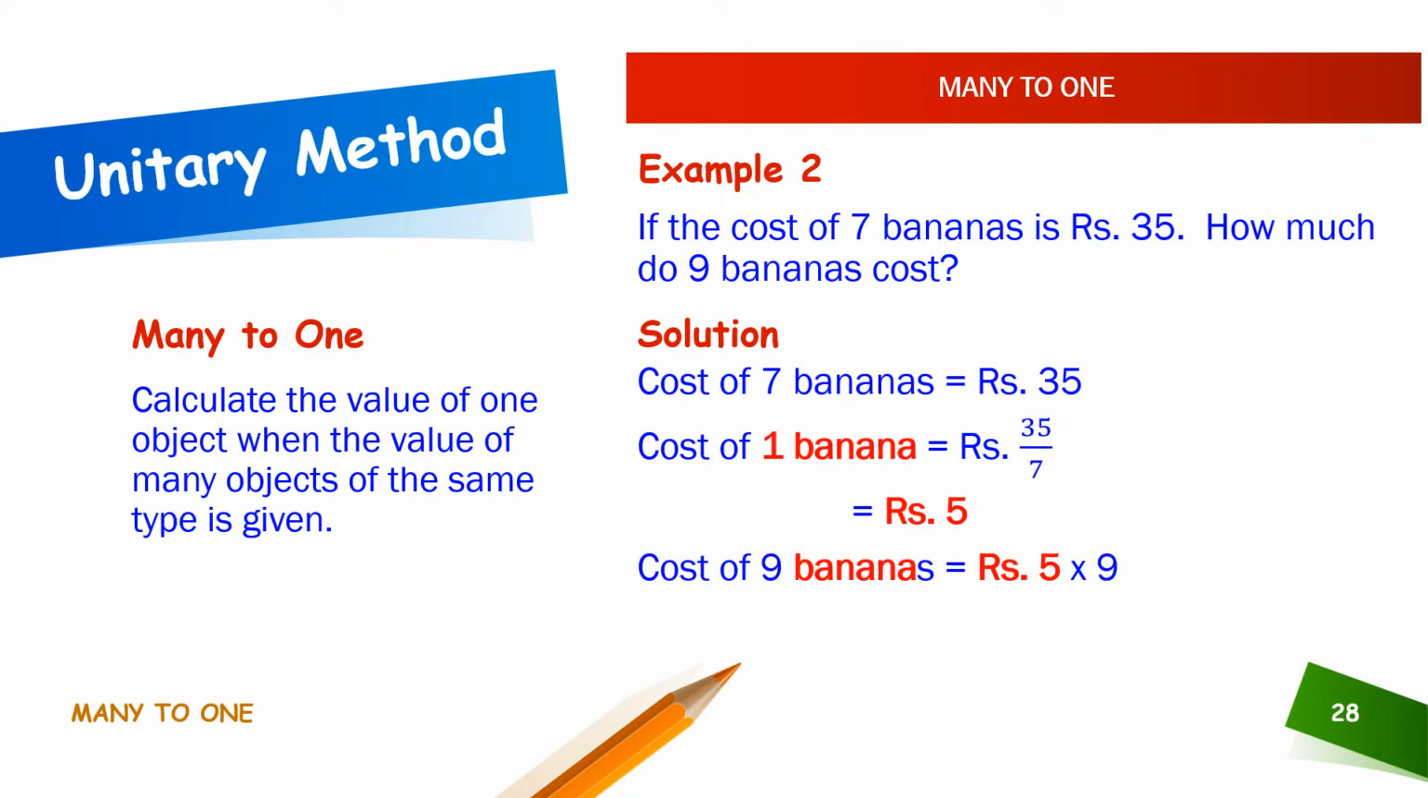Therefore, if the cost of one banana equals 5 rupees, we multiply both sides by 9 to give that the cost of 9 bananas is equal to 45 rupees. So the cost of 9 bananas is 45 rupees.